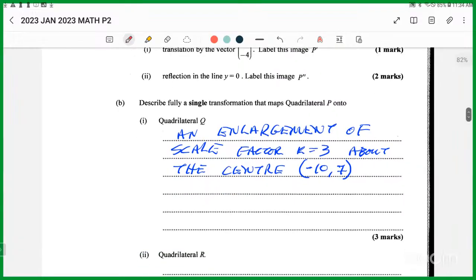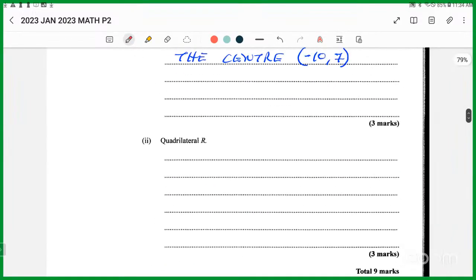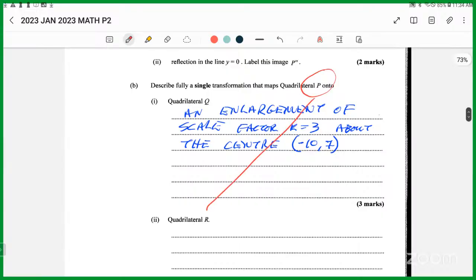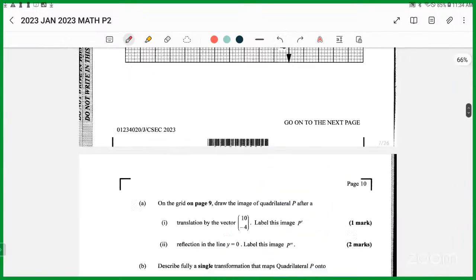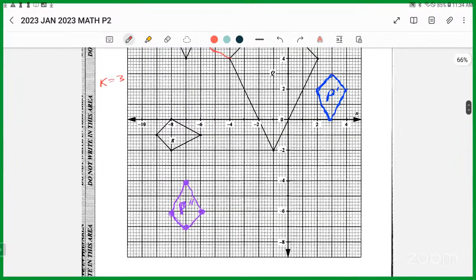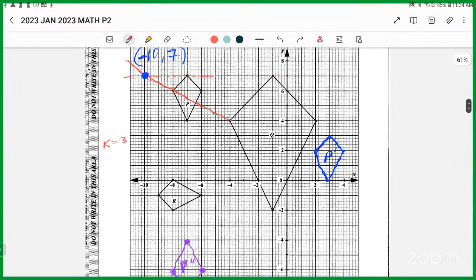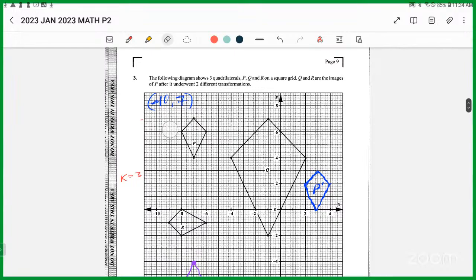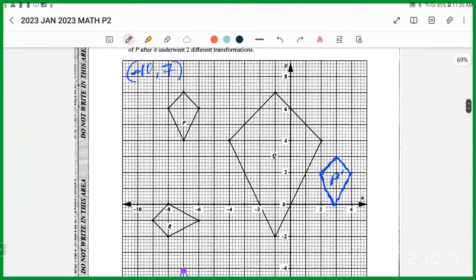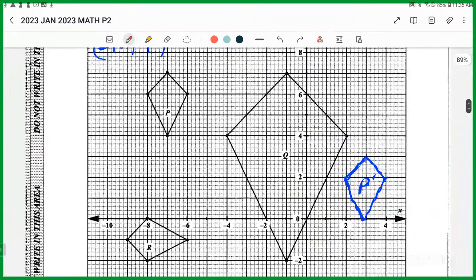Then the next part wants us to do the transformation that maps P to R. Let's look at it. Let me take these off. Let's leave that center of the enlargement there, and scale factor is 3. So how do we go now from this one to this one? And this is the one that confused a lot of people.